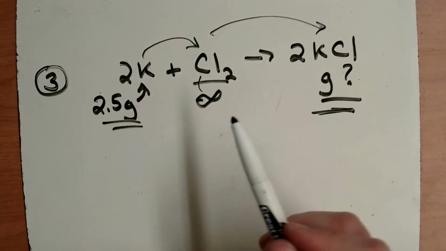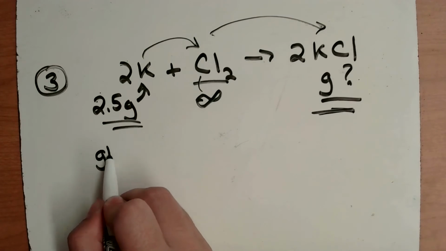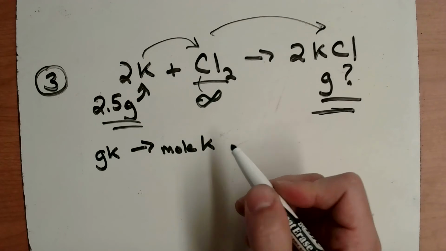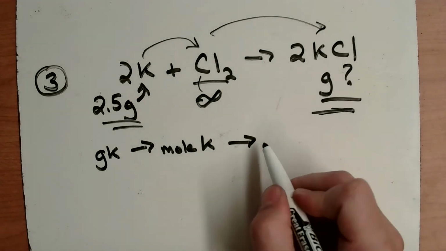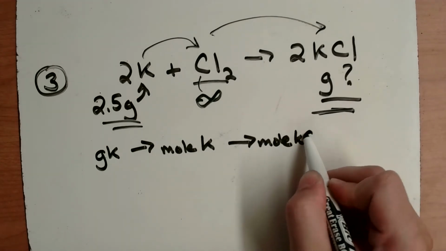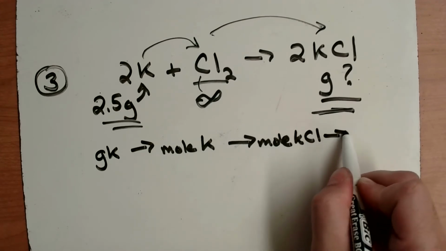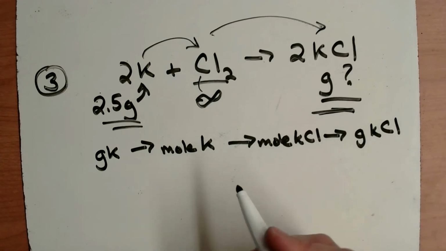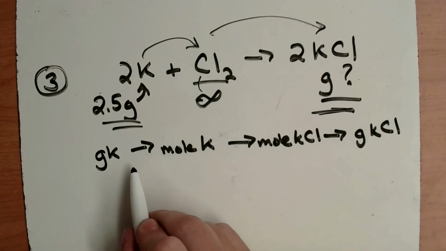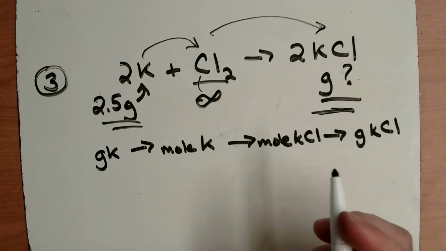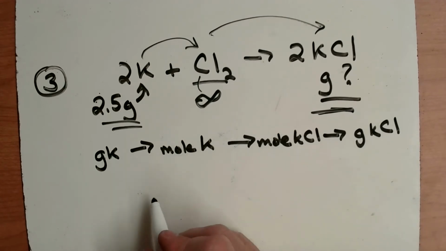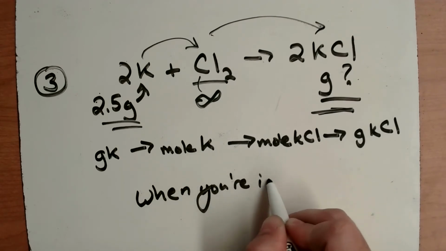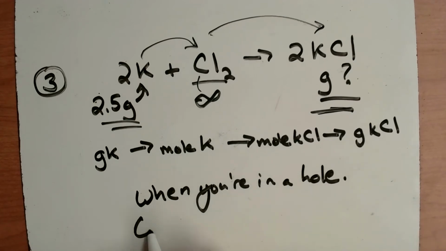So what we need to do is convert from grams of K to moles of K, and then from moles of K to moles of KCl, then from moles of KCl to grams of KCl. You're always going to see when we do these steps, you're always going to go to moles. One of my sayings is, when you're in a hole, convert to a mole.